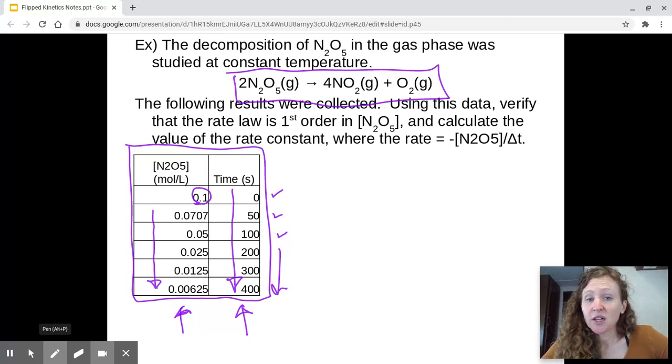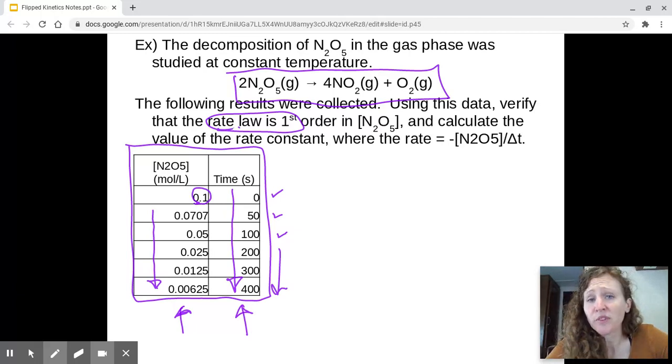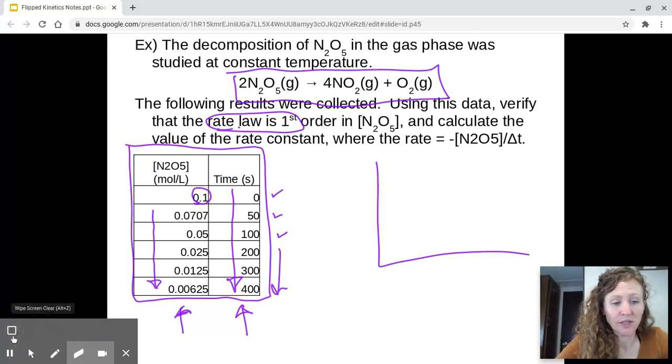So again, we can't use this data in the same way that we use the method of initial rates data to figure out what the order is. We have to use a different method to figure out what the order is. And basically the method we use is going to be the graphing method. So in order to verify that the rate law is first order, we would graph time versus natural log of concentration. So let's see what that looks like.